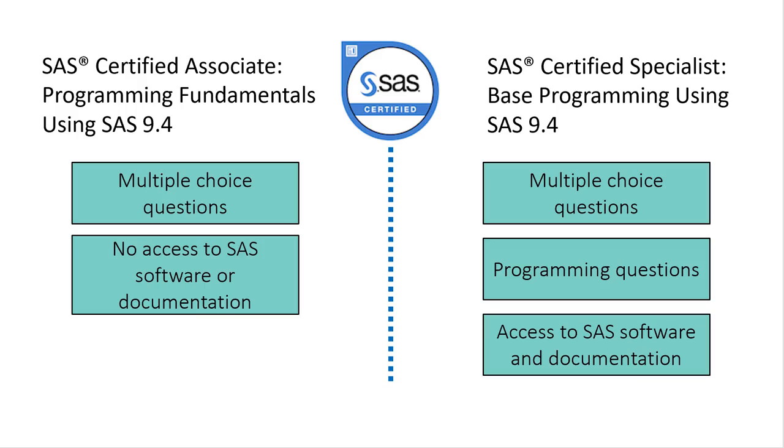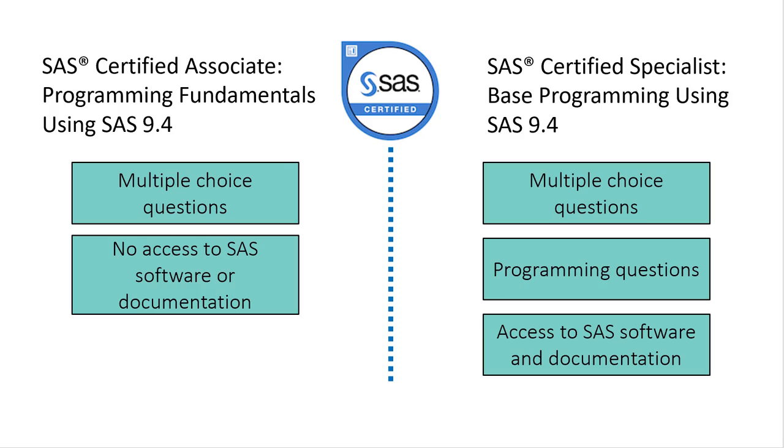SAS offers 3 levels of certification for SAS programming: the SAS Certified Associate, the SAS Certified Specialist, and the SAS Certified Professional. This course reviews the concepts covered in the Associate and Specialist certifications. There are some significant differences in the format of the 2 exams.